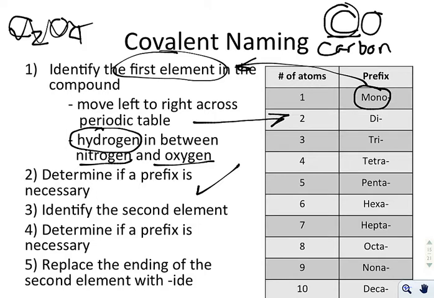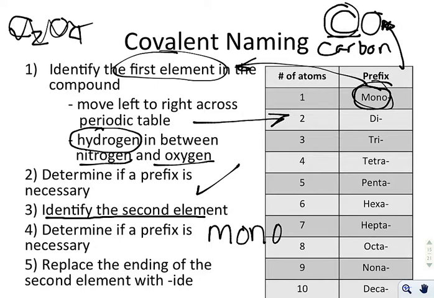The next thing is we identify the second element. The second element in our case is oxygen. We need to determine if there is a prefix necessary. There is always going to be a prefix associated with the second element. So, since I have one oxygen, it would be mono, because there's one. You have mono, di, tri, tetra, penta, hexa, hepta, octa, nona, and deca. You do need to know these. You have to memorize them at this point. It goes in order, so you should be able to do that relatively easily.